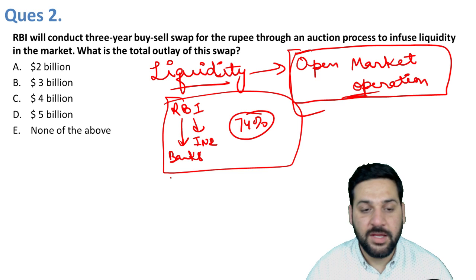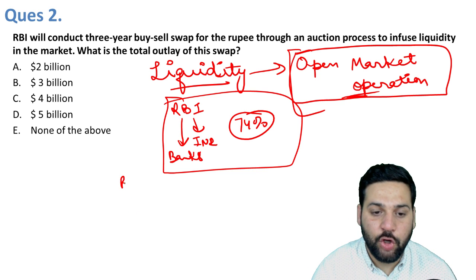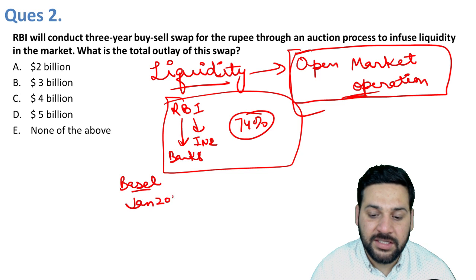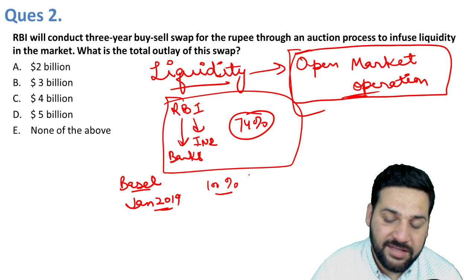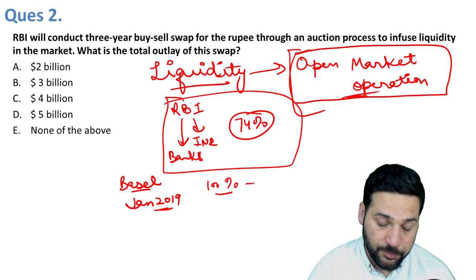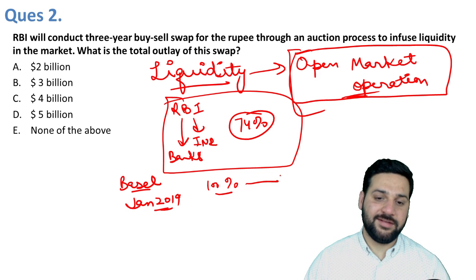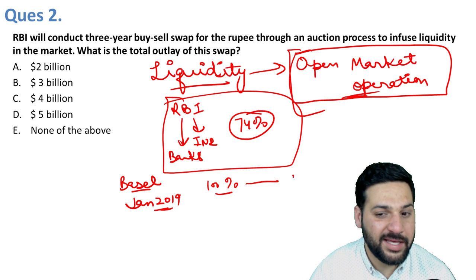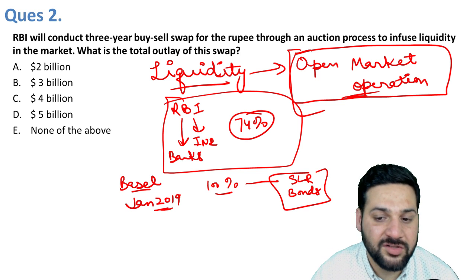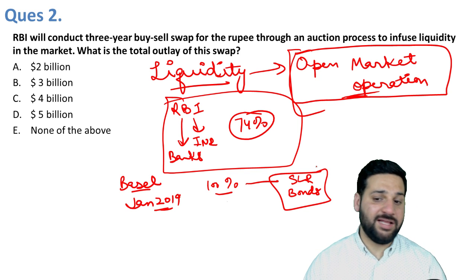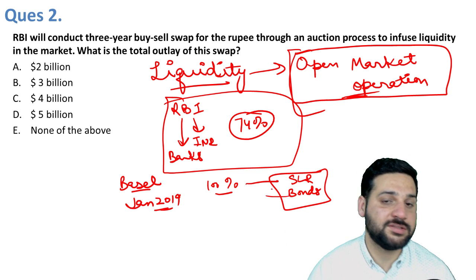Why? Because according to the Basel norms, by Jan 2019, the banks should have 100% of the deposits as liquidity coverage ratio, which should be high quality assets. What are high quality assets? SLR and even the bonds are high quality assets. So they need high quality assets and they don't want to sell off the bonds.